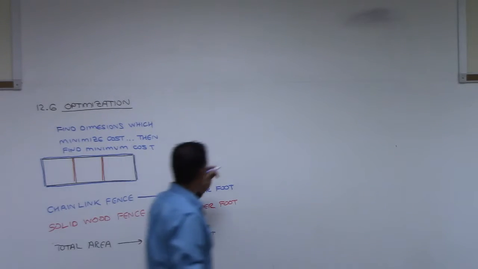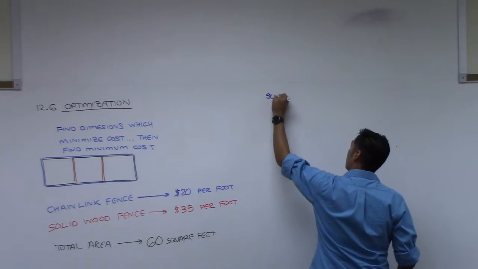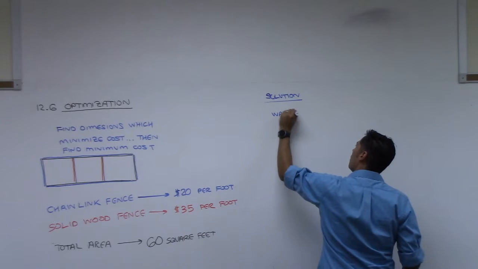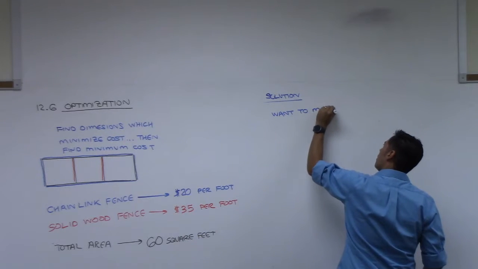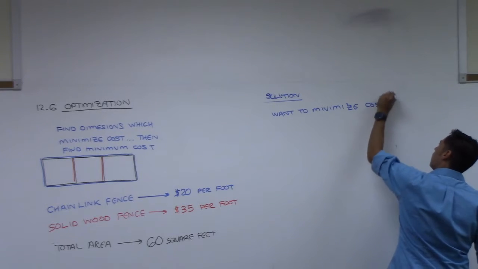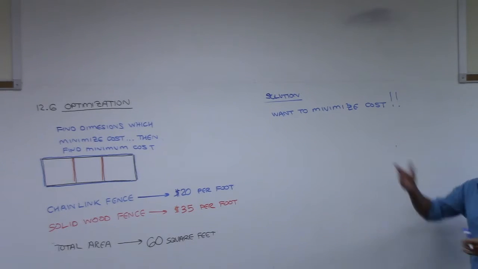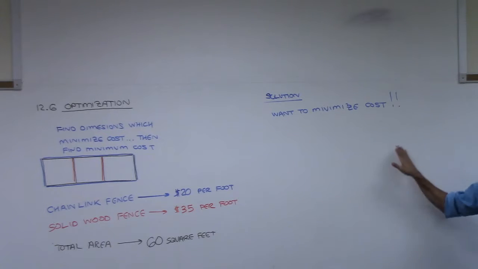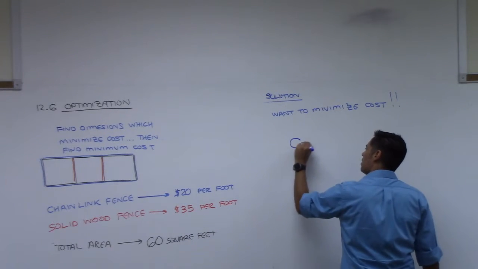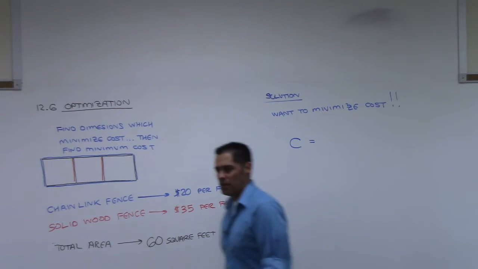So we want to start working on the solution here. We're saying we want to minimize cost, right? We want to minimize cost. That's kind of in the problem. It's already told. You already told that, right? So let's find the cost. What is the cost function? So what is this going to cost us?